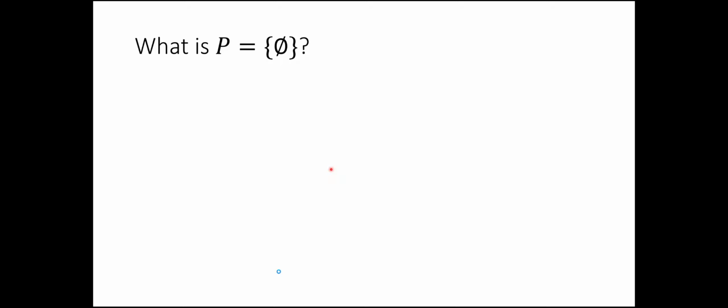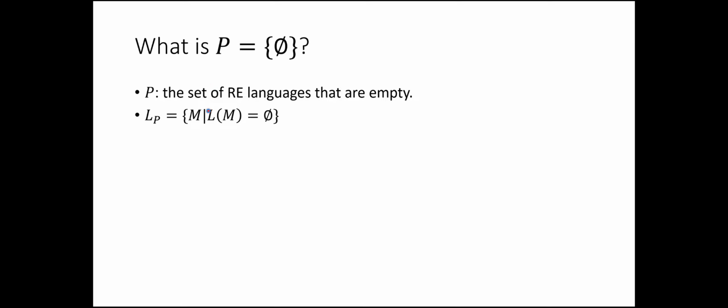Now let's get on to the case where P is the set containing the empty language. P is not empty, by the way; P is a set containing the empty language. So what does that really mean? Remember, P is the set of RE languages that are empty. So that language, L_P, is basically the collection of all the Turing machines such that the language accepted by each of them is empty.